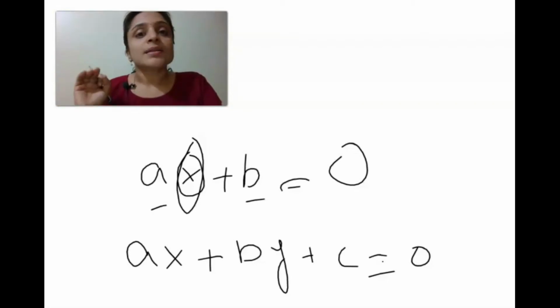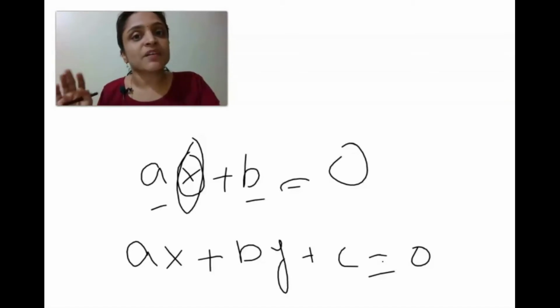Okay, understood? So we can define this now. A linear equation in two variables is an equation which can be expressed as ax plus by plus c equal to 0, where a, b and c are real numbers and a and b are not equal to 0.